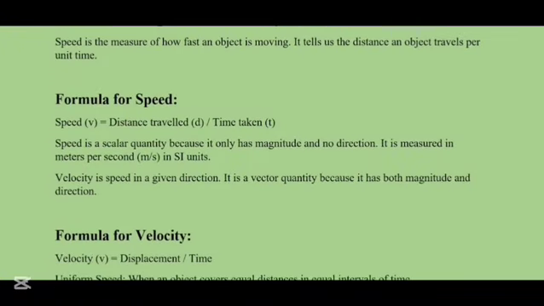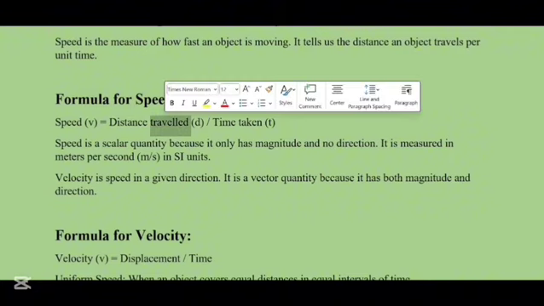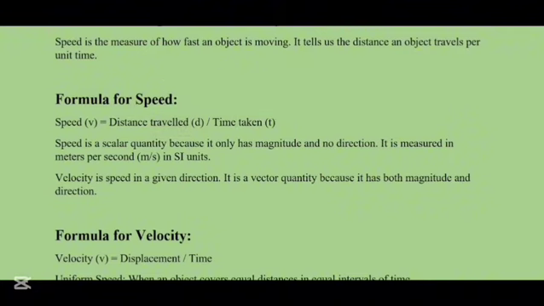So, speed and velocity. Speed is the measure of how fast an object is moving. It tells us the distance an object travels per unit time. The formula for speed is the distance traveled, which is d, divided by the time taken, which is t. Speed is a scalar quantity because it has only magnitude and no direction is specified. It is measured in meters per second in SI units, not like acceleration, which is measured in meters per second squared.